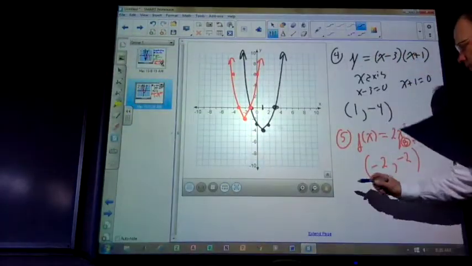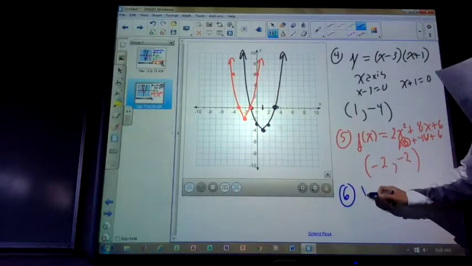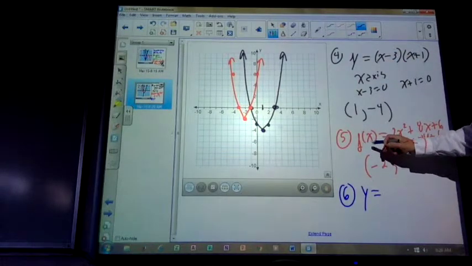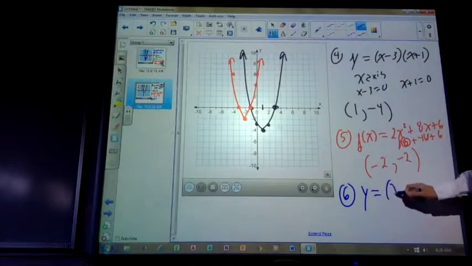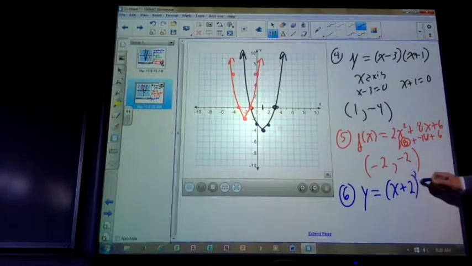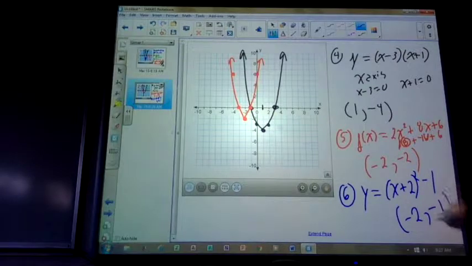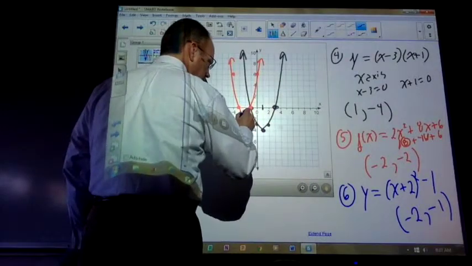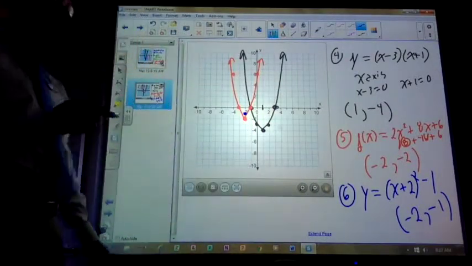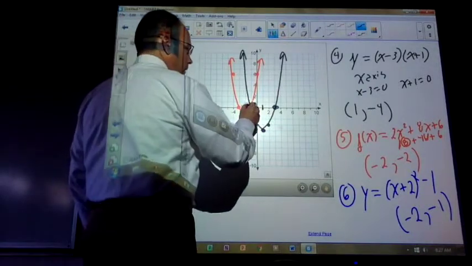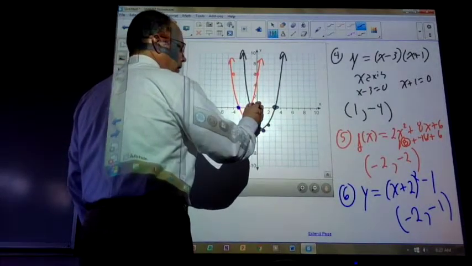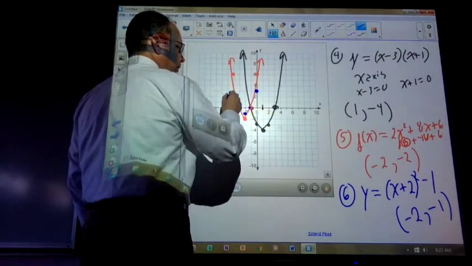Number 6 is already in vertex form. It's y equals. Y equals is the same thing as f of x. Okay, so one's just in functional notation, one's not. What's my vertex here? Why is it negative 2? It's opposite inside, same outside, so it's opposite inside. So negative 2, negative 1, which is going to be about here. It grows at a rate of 1 to 1, so right 1, up 1, left 1, up 1, right 1, up 3, left 1, up 3.